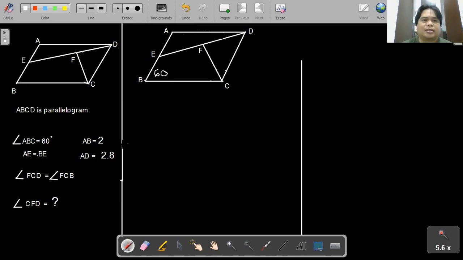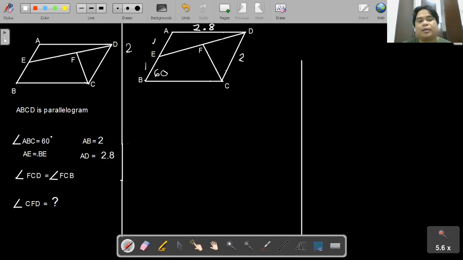Another thing is this. You have AB, this whole line AB, is 2. So we'll place here 2. But at the same time, there's another condition here that says AE is equal to BE. So meaning this line is just being dissected into 2 equal parts. So therefore, this must be 1, and this one, I just divided 2, right? Another thing is, if AB is 2, then definitely this opposite side as well should be 2, according to the definition of a parallelogram. And then this one here is 2.8. So AD is 2.8. Let me place the 2.8 here.